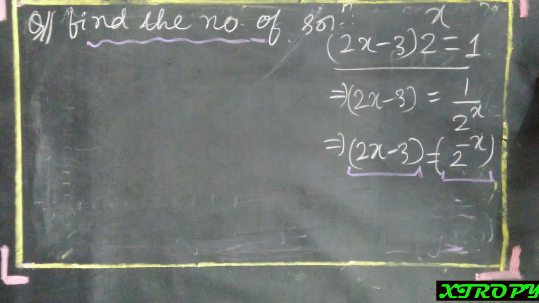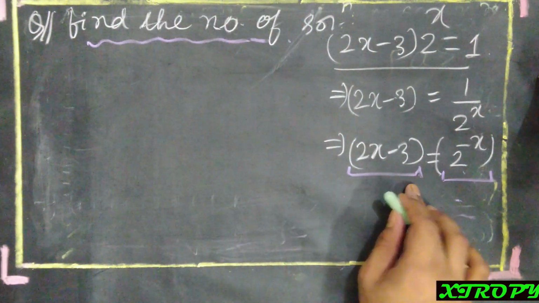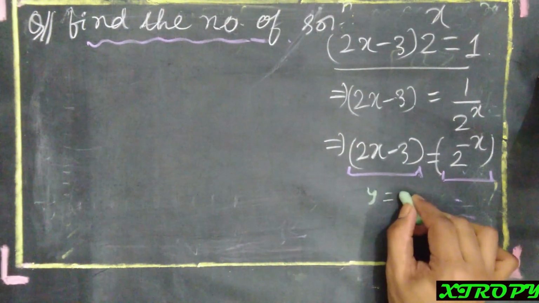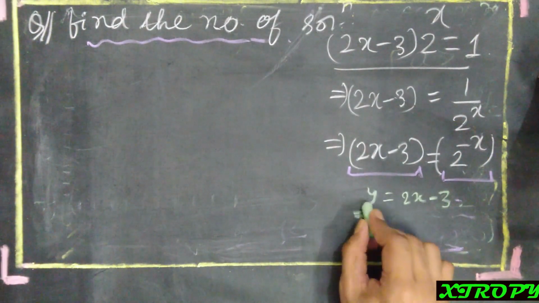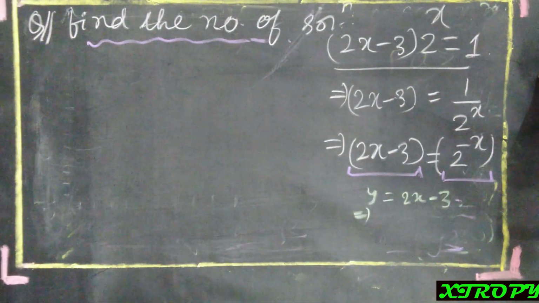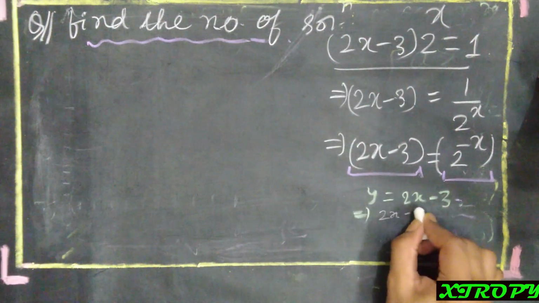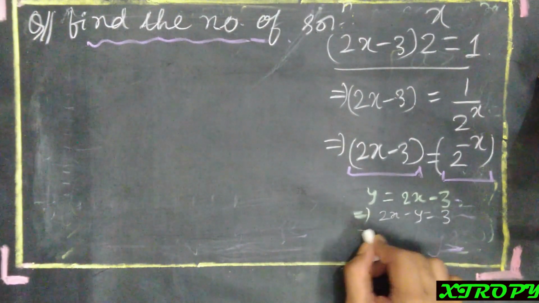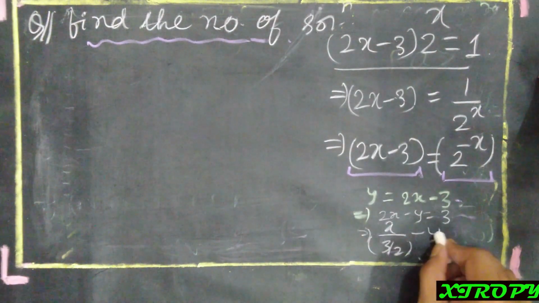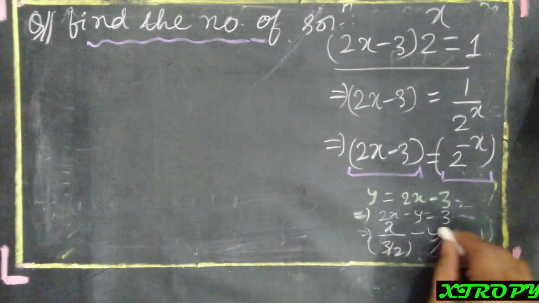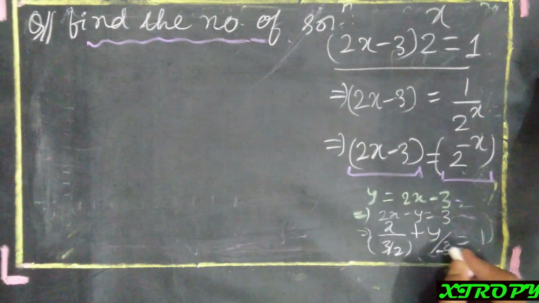So let us draw the graph of y = 2x - 3. Let us understand this by the intercept method. 2x - y = 3. x by 3/2 minus y by 3 equals 1, or we can write it as plus y by -3 equals 1.